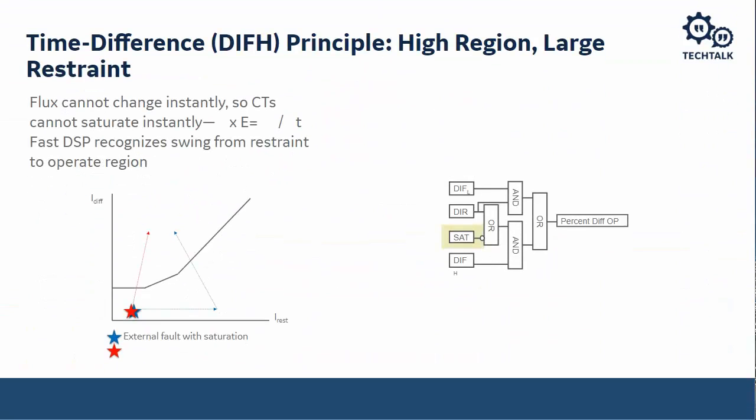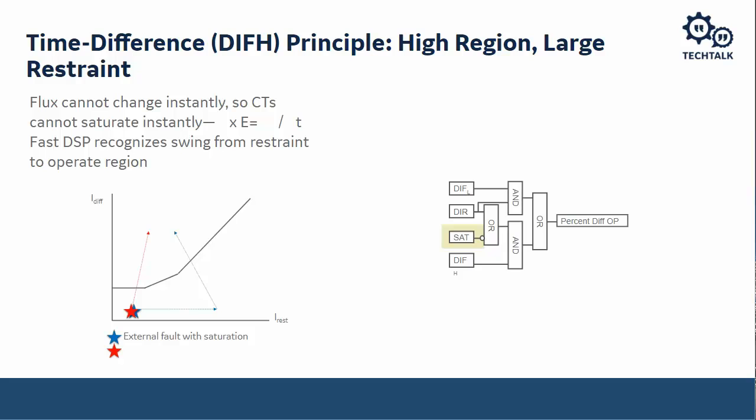This shows it in the logic over here. The reason this works is because flux cannot change instantaneously, so the CT cannot saturate instantaneously. The relay notices that we're going from a restraint characteristic to a trip characteristic, and can assess that the CT has saturated. It will assert the saturation flag that's highlighted over here, and now it forces the relay to go through its direction element.